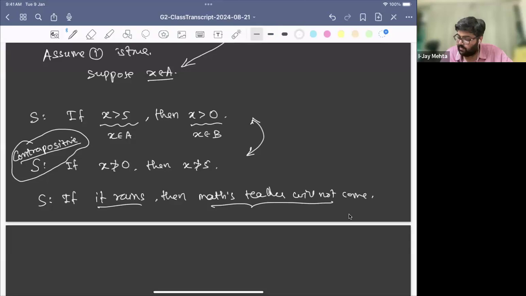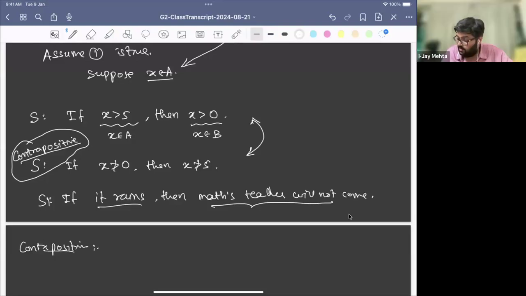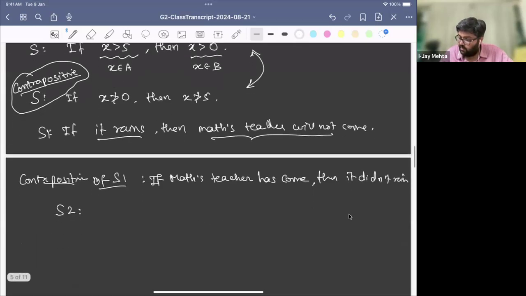Parul? If the maths teacher will come, then it doesn't rain. Yes. The contrapositive of S1: if not this, the maths teacher will not come. So the maths teacher has come. So that means it has not rained. If the maths teacher has come, then it didn't rain. So many such examples we can consider.